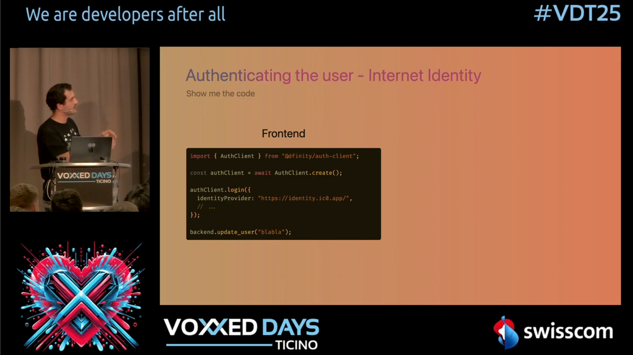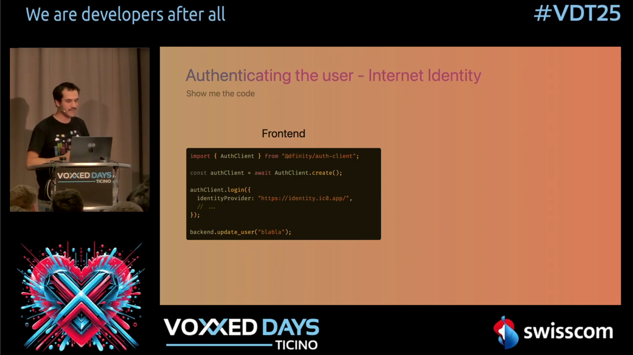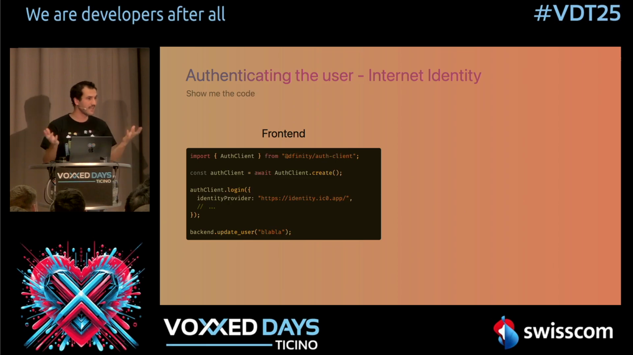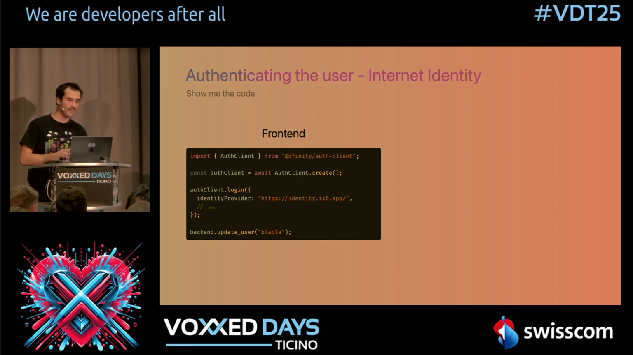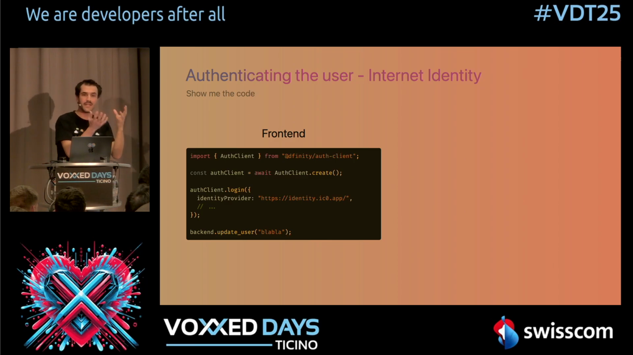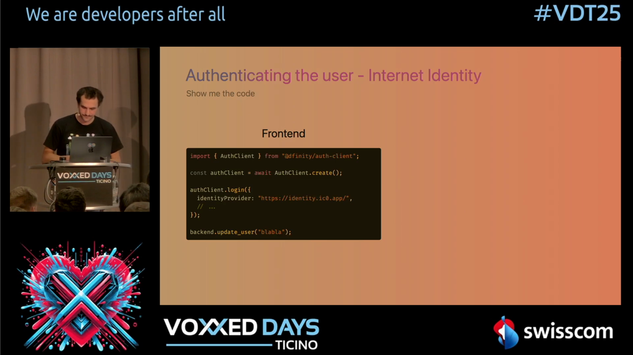And on the front end, this is what the code would look like. So we have a library, and then we specify an identity provider, which is the internet identity, that weird URL down there. And then we can interact with our backend using the identity that the users create.